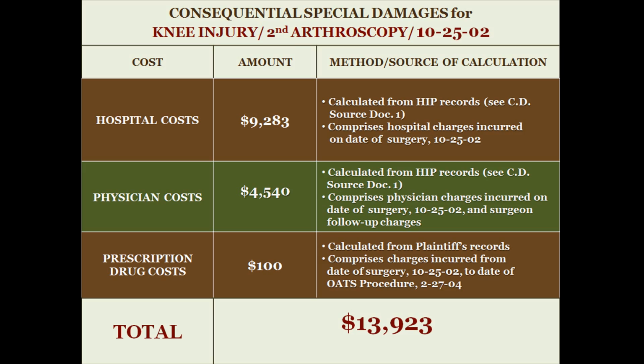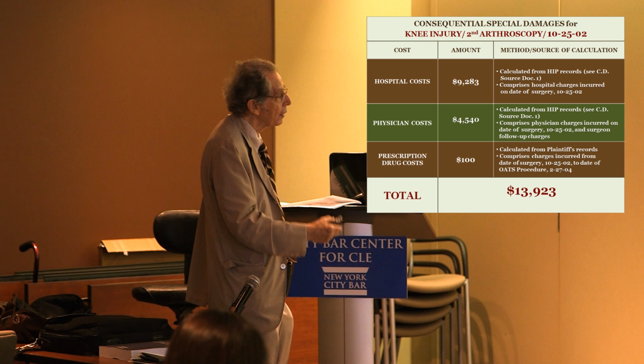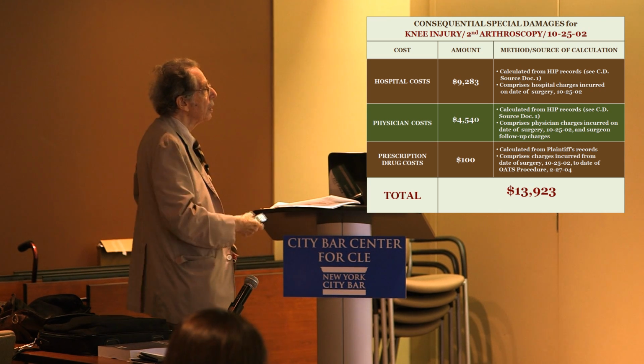And as you see, the explanation varies from each particular kind of cost. One is calculated from insurance records, the other is calculated from plaintiff's own records, etc. And there's a little summary to tell you what period was covered by the particular cost. See, the difference being the hospital cost is just the charge on the date of the procedure, but the physician's cost extended beyond the date of the procedure, and they included follow-up charges as well. See? All right. Let's go to the next prep slide.